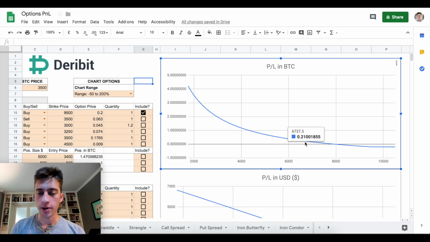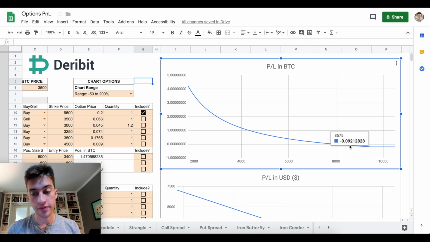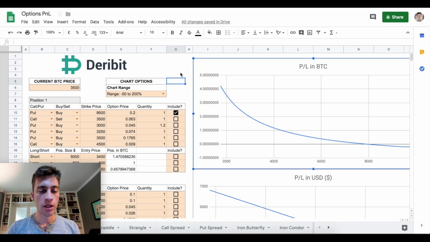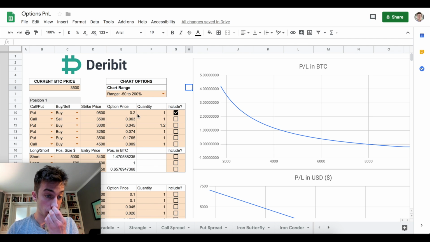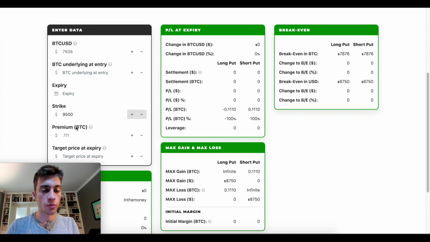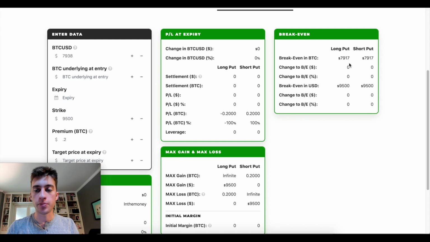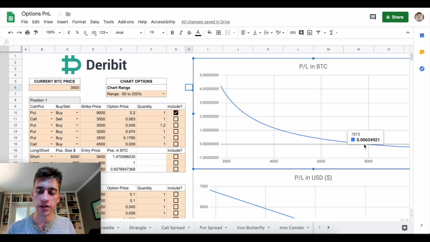If price settles at 7,175, you make 0.12 Bitcoin. Nice. If price settles above, you do lose money on buying a put at that price. Now let's look at the calculator to see the exact. So remember, this would be 0.2. Yeah. So break even on this long put is 7,917, meaning that on June 28th, if you do what I just showed, you need price to be below 7,917 to profit. All right. And if price is below 7,917, you make money.